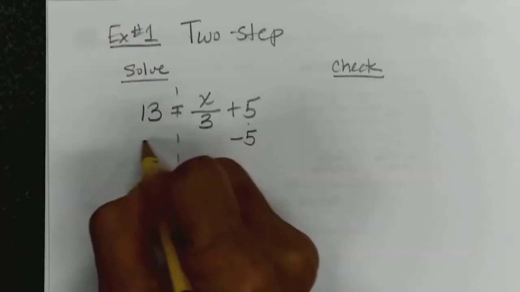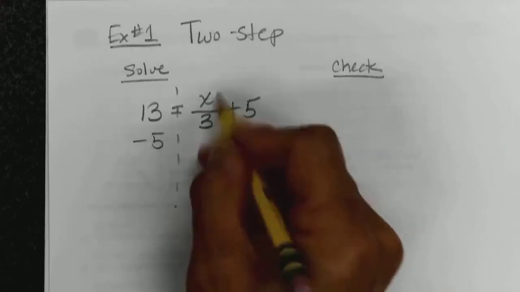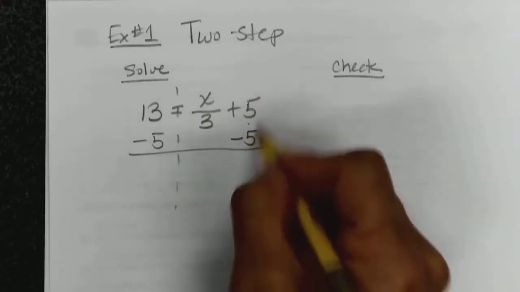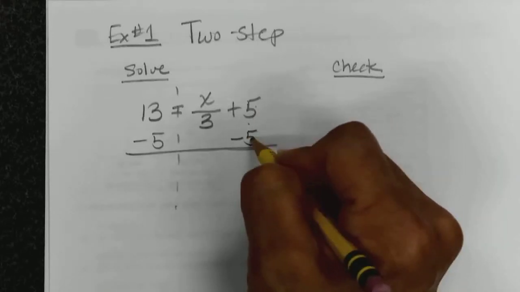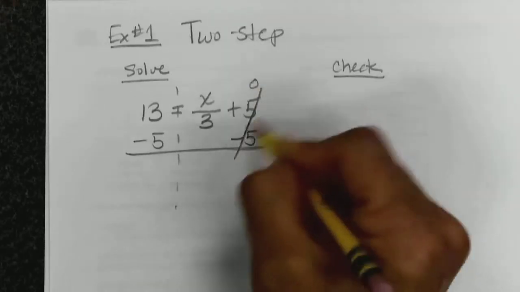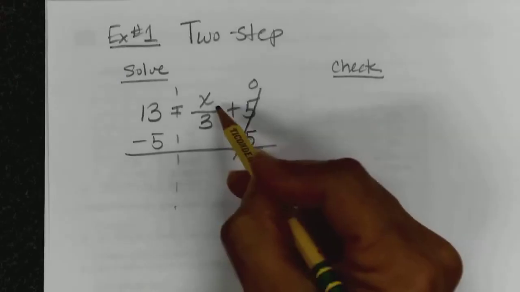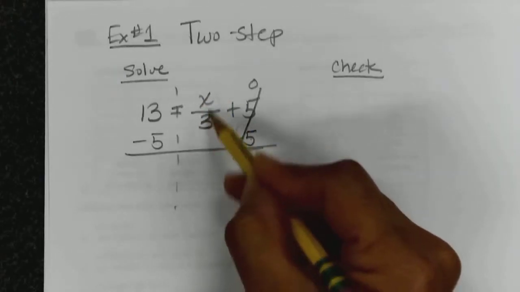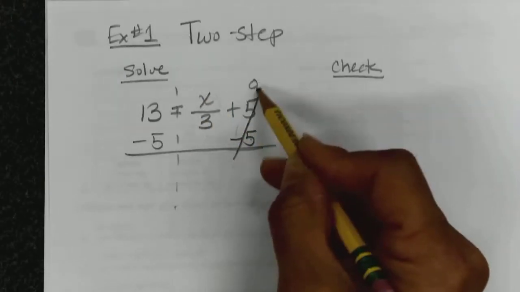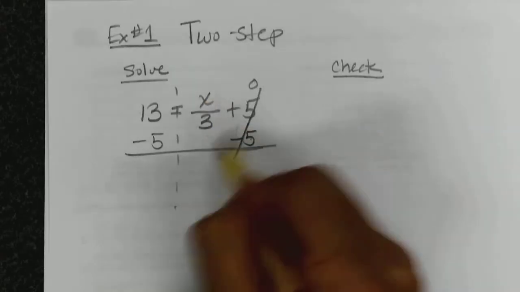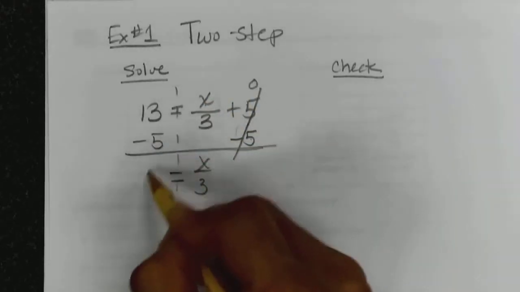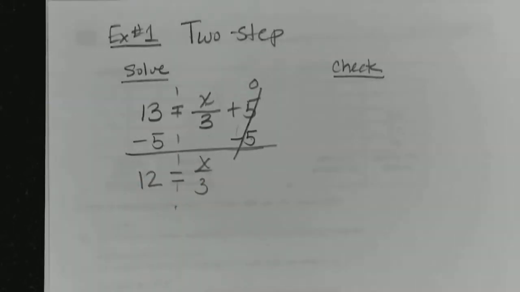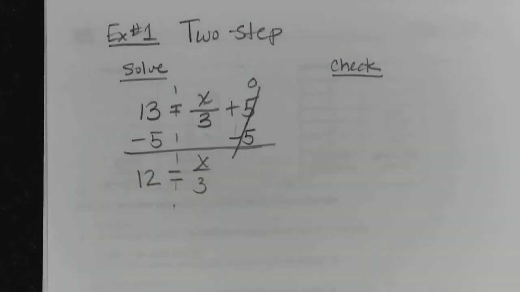Now put it under the like terms, please. Do not put minus 5 over x over 3. Put it under here. Draw that line. 5 minus 5 is? 0. So did I get rid of that? Yeah. X is almost by itself. Not quite yet. But we got to take it one step at a time. So this would be x over 3 is equal to 13 minus 5 is 12. Okay? That was step 1.